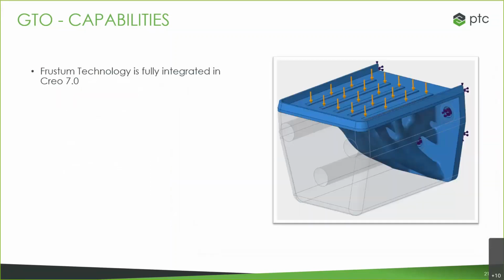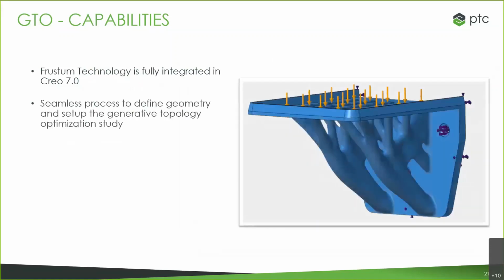And we're really able to do this because it's all integrated right in Creo. We've integrated this frustum technology right into the modeling environment. It's not some separate window or software you have to switch over to. All we do is define the geometry, say what we can change, say what things we can't change, what things that we want to be fixed in place, any constraints, and then just let the system go.